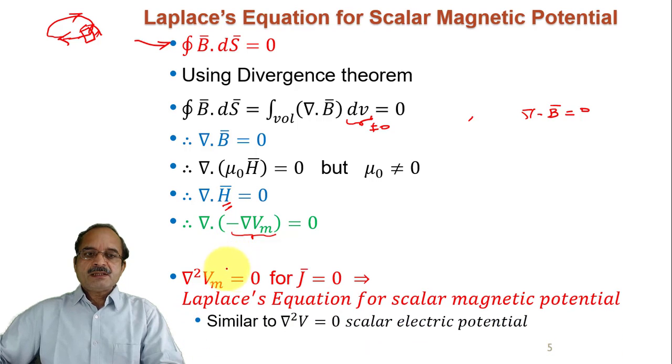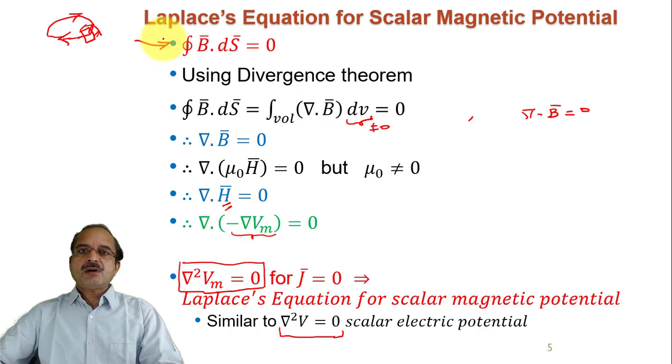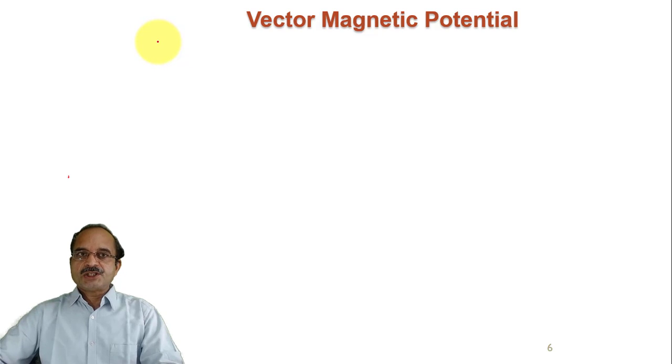So this equation we can simplify as del square Vm is equal to 0. So this is the Laplacian equation for scalar magnetic potential, which is similar to Laplace's equation for scalar electric potential, which we have studied in electrostatics. The Laplace's equation for scalar magnetic potential, which we have defined just now as del square Vm is equal to 0, is true only if current density is assumed to be 0. So this is about the Laplace's equation for scalar magnetic potential.